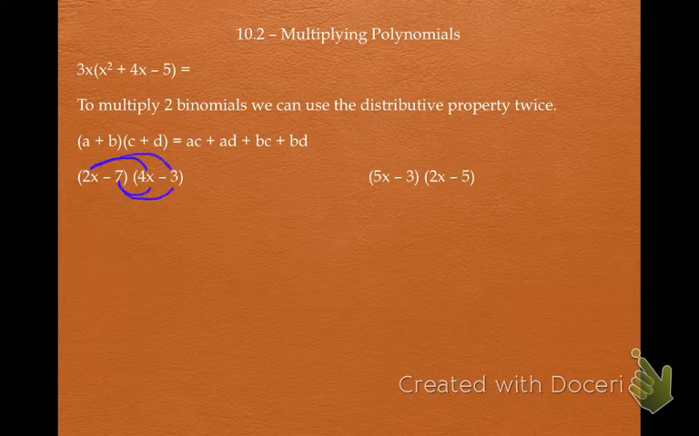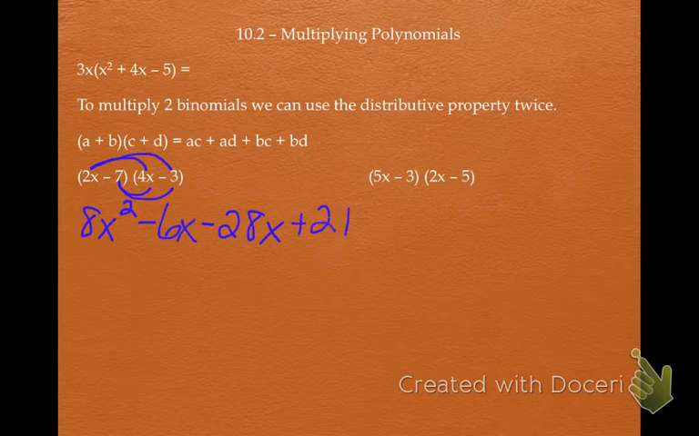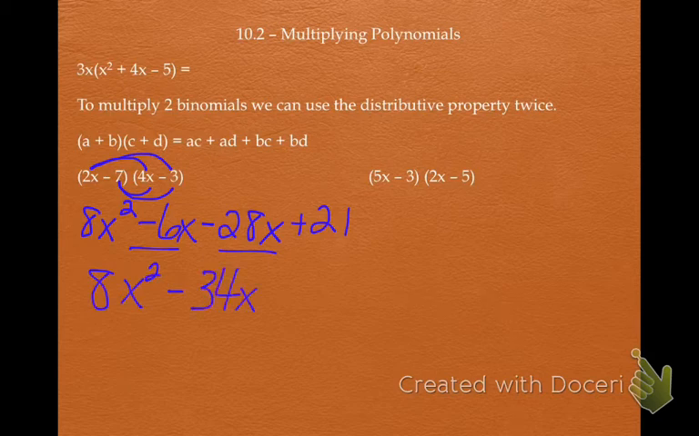So 2x times 4x gives me 8x squared. 2x times negative 3 gives me negative 6x. Negative 7 times 4x gives me negative 28x. And negative 7 times negative 3 gives me positive 21. I have like terms here, so I go 8x squared. Combine those together, I get negative 34x plus 21. And that's my final answer.